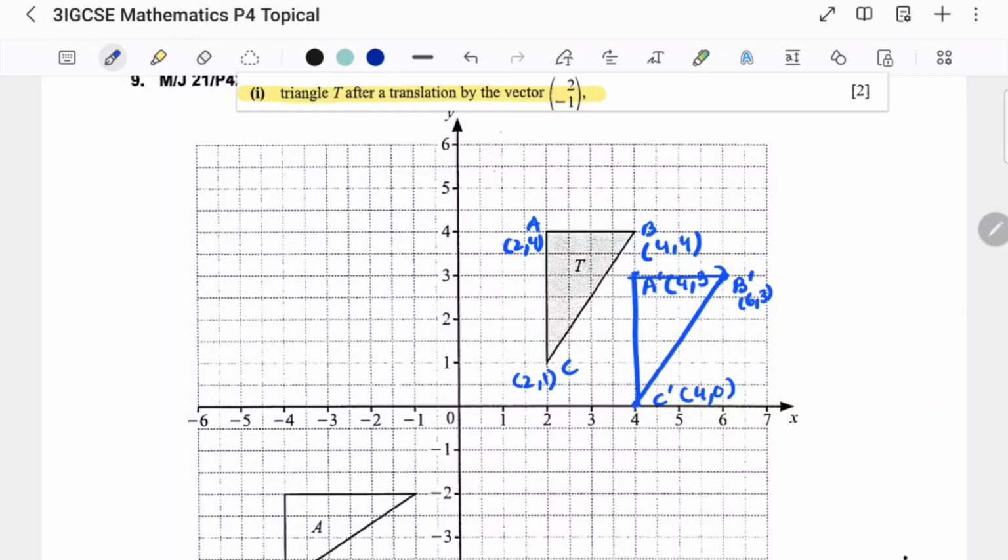Did you see? Whenever you join the corresponding points, you will get parallel lines, and the shape is also the same, and the direction is also the same, and the size is also the same. So let's do one or two more drawing questions; you must have understood. Now we are going to describe.